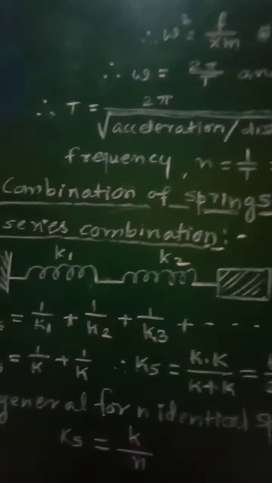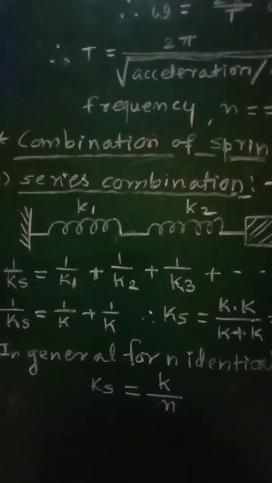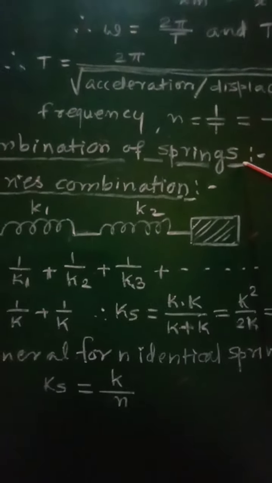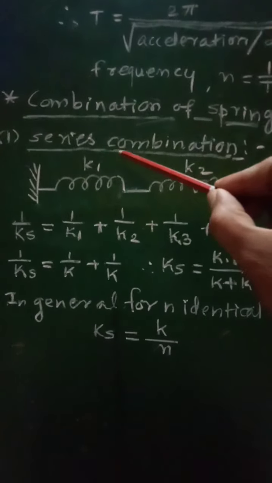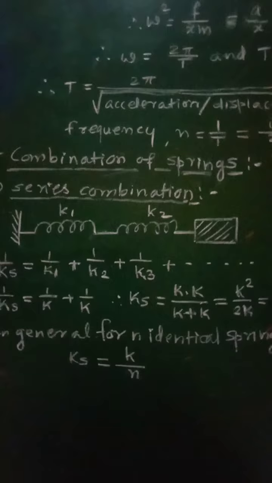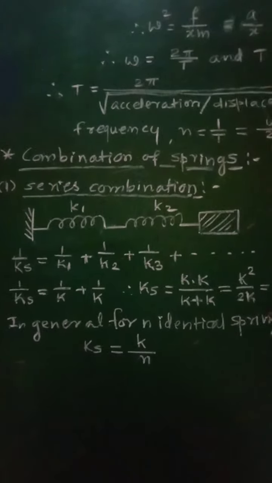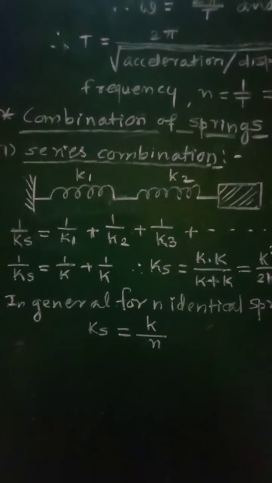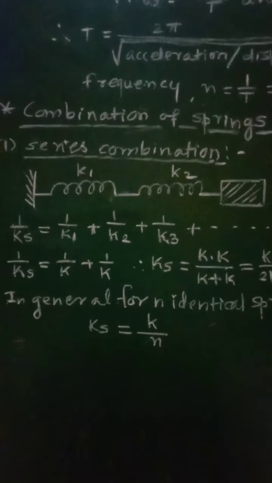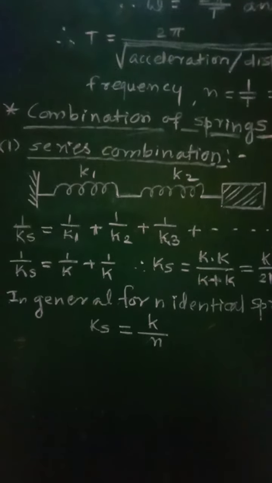Now as an example, let us consider the combination of springs. Springs can be combined in two different ways: first is series combination, and second is parallel combination. What is series combination? Two springs are in series if the number of springs are connected one after the other so as to form a single spring.